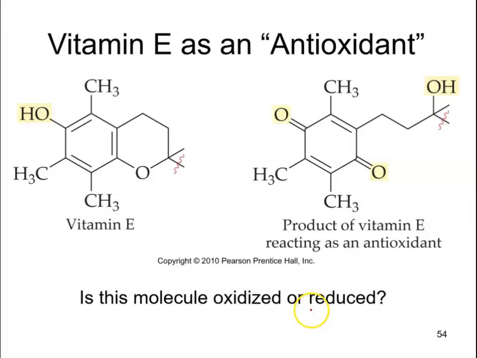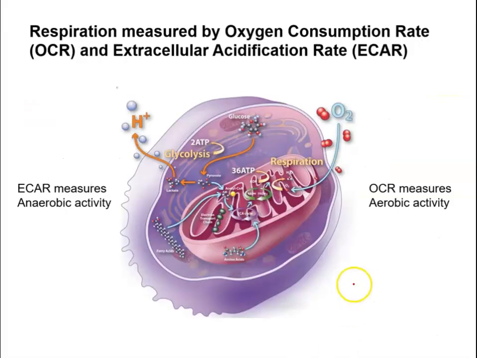So that's why they're saying, well, these things have antioxidant properties. Vitamin E, for example, is good to have in your body because it can soak up some of those excess free radicals in that way.